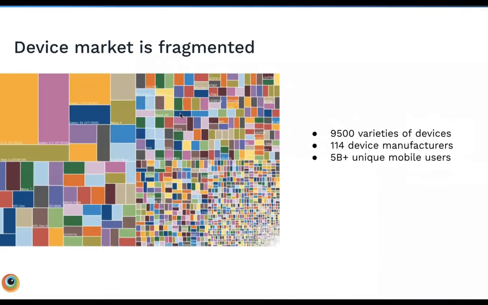Secondly, the device market is highly fragmented. There are about 10,000 varieties of smartphones from 114 different device manufacturers. Even though app development teams want to test their apps on multiple possible combinations of devices and OSs that their customers use, it has become practically impossible to do so. This pain is going to further increase with the advent of IoT devices like wearables, smartwatches, home assistants, etc.